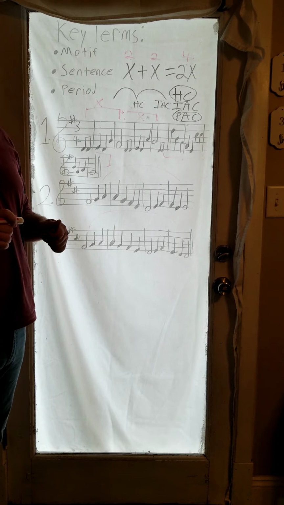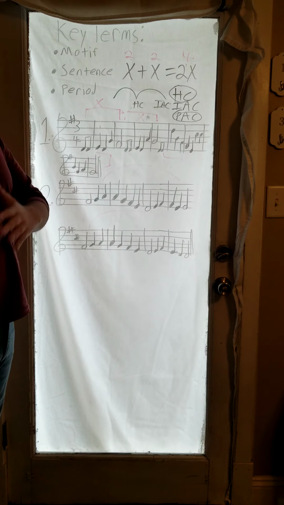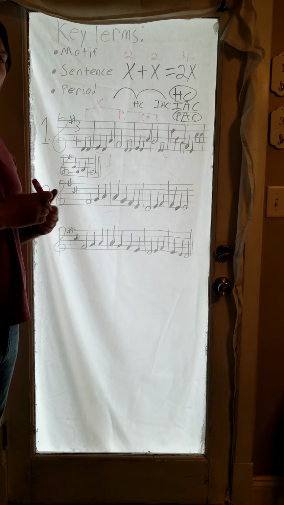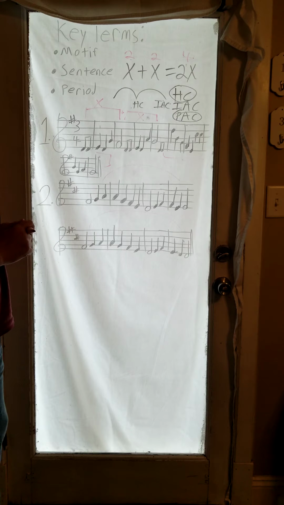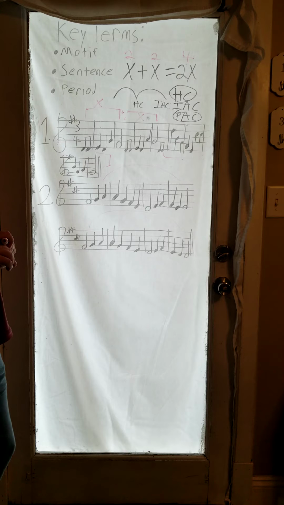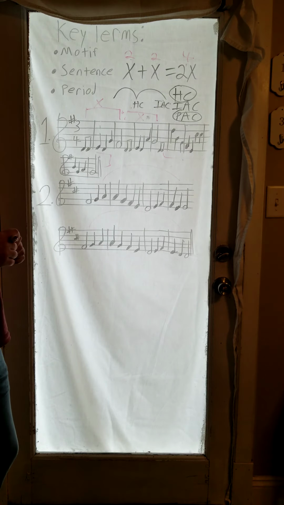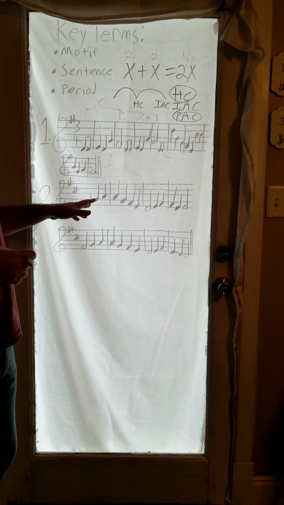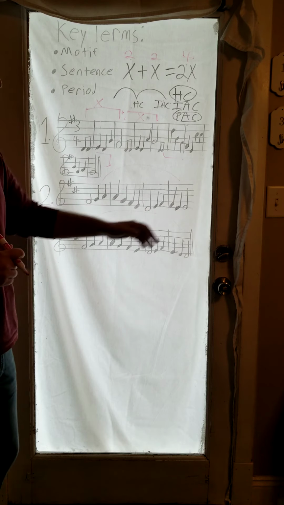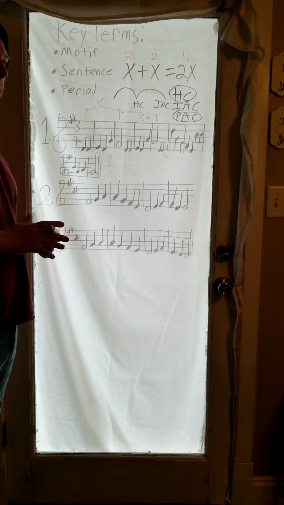Next, for it to be a period, what is the defining factor of a period? The cadence. Specifically, what kind of cadence? A weak cadence to a strong cadence. So where's our cadence in the first section? The half note. The last one. Yes. Could we figure out what kind of cadence that is?